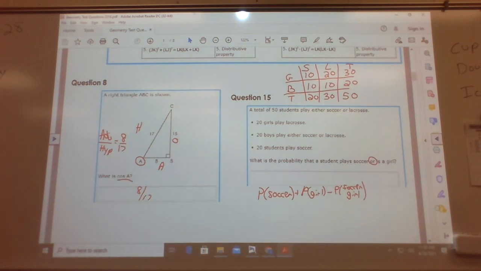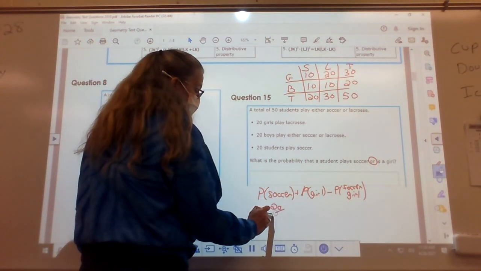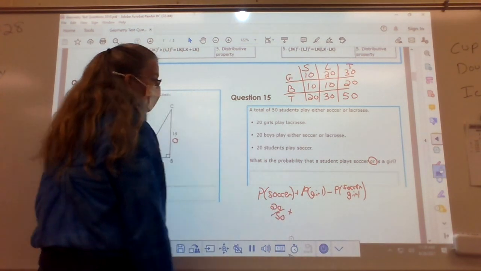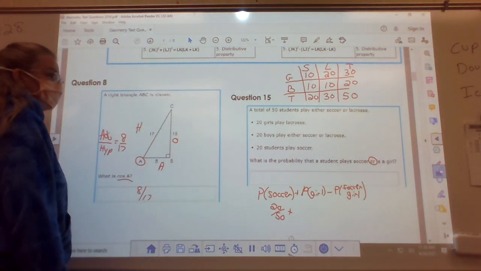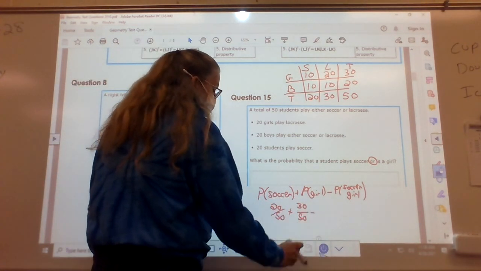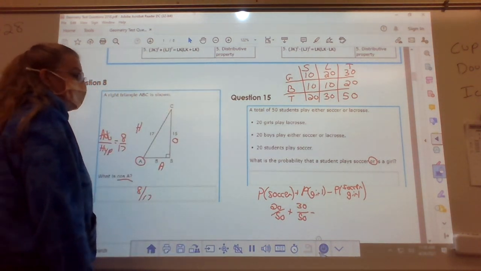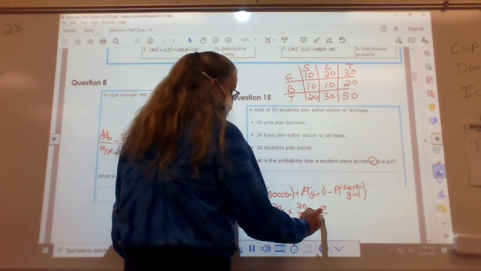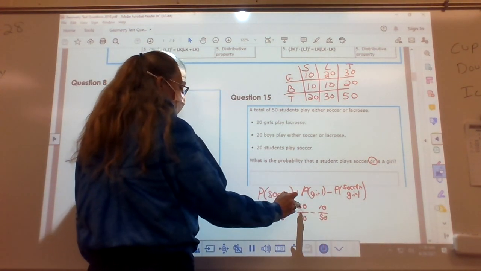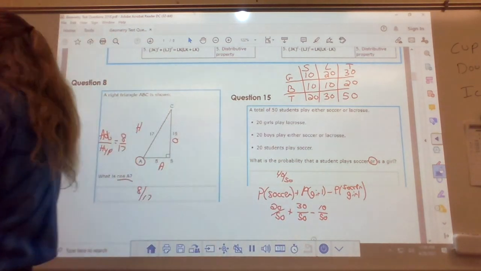So, probability of soccer. How many played soccer? So that'd be 20 over 50. Plus, what's the probability of girl? How many girls are there? So 30 over 50. Minus my overlap, which are soccer girls. How many girls play soccer? So subtract 10 over 50. 20 plus 30 is 50. 50 subtract 10 is 40. So 40 over 50. And you can just leave it like that.